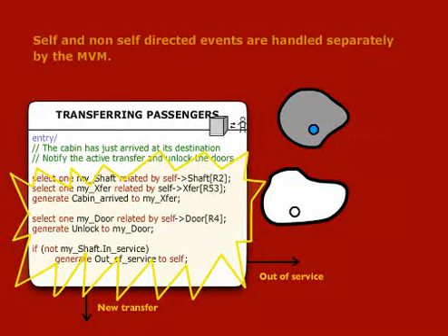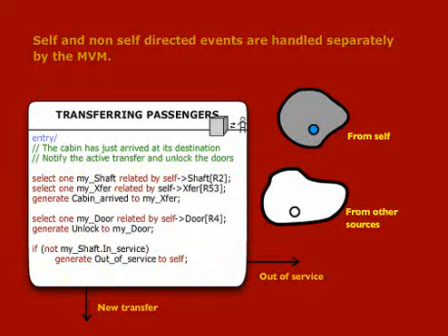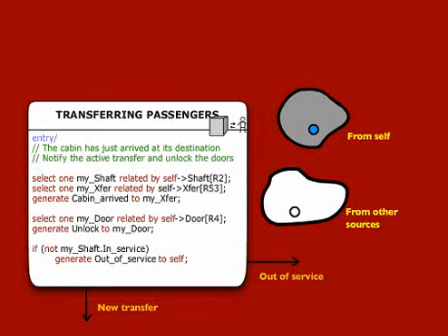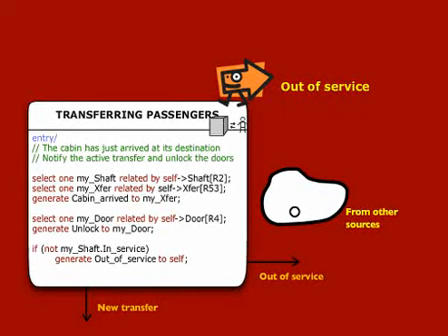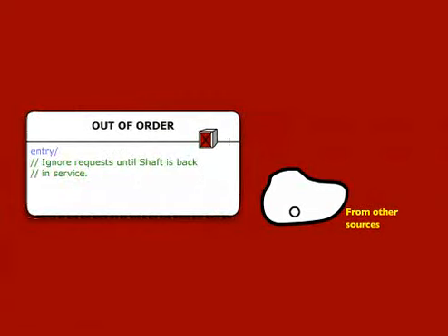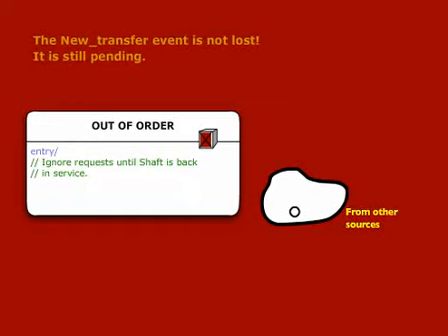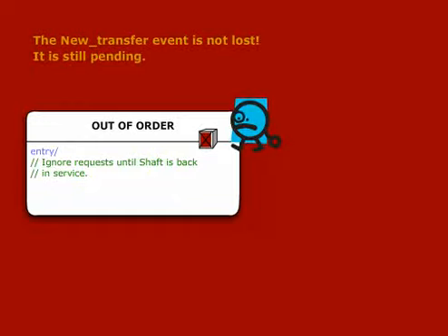Notice that the model virtual machine must distinguish between self and non-self-directed pending events. Now that the state procedure has completed, the cabin object is presented with a pending event. Even though it arrived later than the new transfer event, the out-of-service event is seen first because it is self-directed. So the cabin object takes the corresponding out-of-service transition to the out-of-order state. The very minimal state procedure is executed, and then the still pending new transfer event is received, where it is ignored and discarded as determined by our state table.